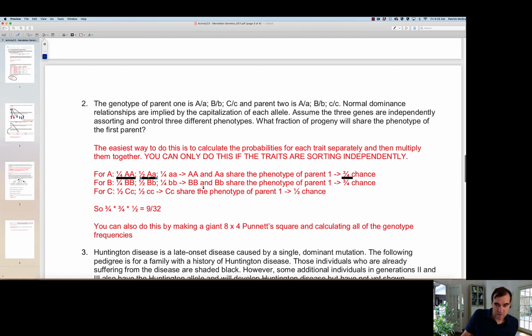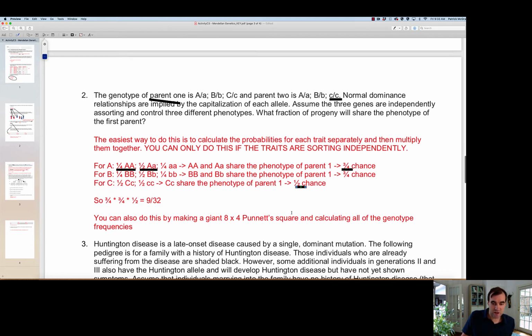And you do the same thing for B, and then the same thing for C. Sorry, actually, I misspoke. C is actually homozygous recessive, and we're asking which ones share the phenotype of parent one. So C is a little bit different because in this case, 50% will be big C, little c, and 50% will be little c, and so there's only a 1/2 chance. We simply multiply these together, 3/4, 3/4, 1/2, and that equals 9/32.